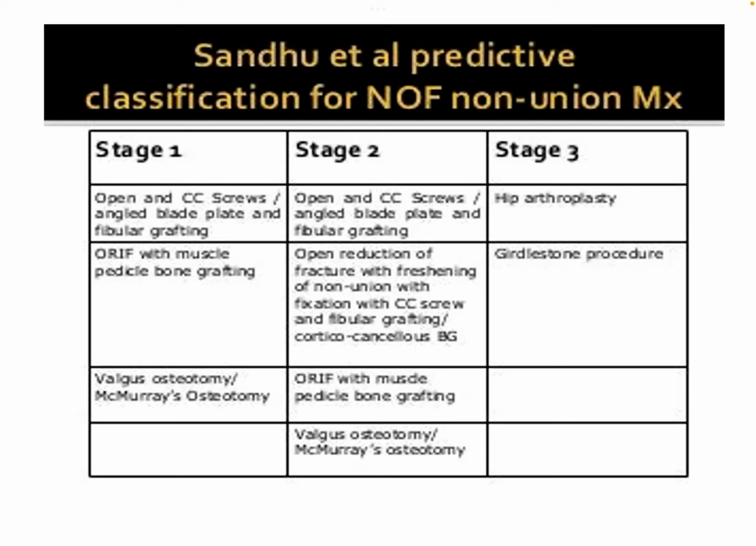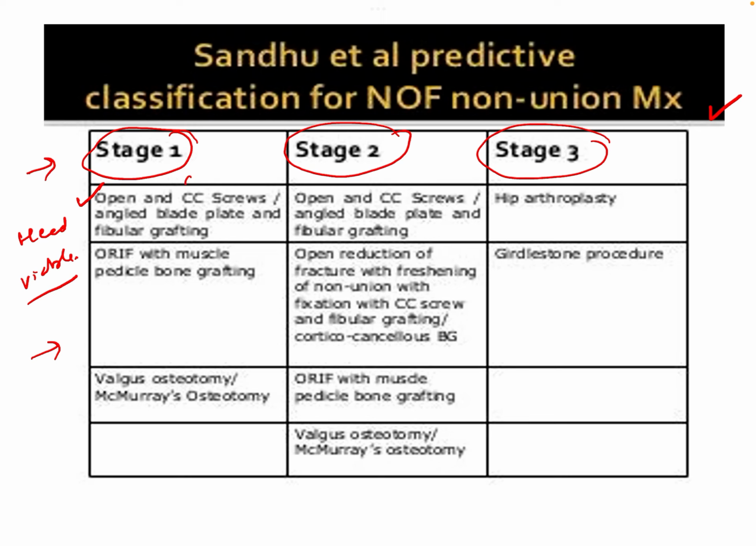And then we will decide upon the treatment or management of that non-union neck of femur fracture. If it is stage 1, the head is still viable, we can preserve the head. We can either go for open reduction and internal fixation with the help of CC screw or a blade plate along with fibular grafting, or open reduction and internal fixation with muscle pedicle bone grafting, or we can go for the valgus or the McMurray osteotomy.